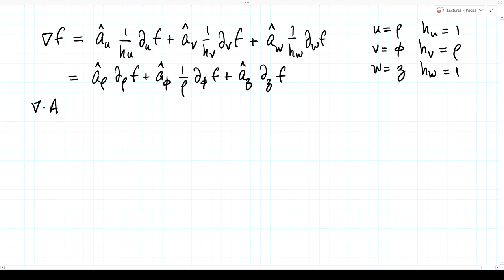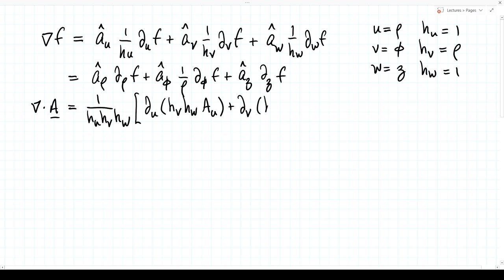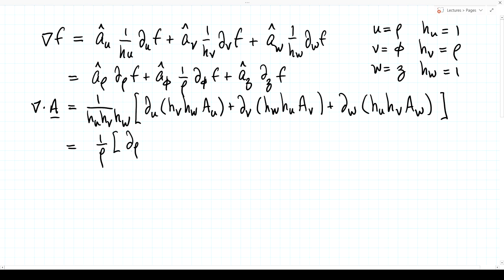For the divergence of a vector, we had 1 over hu hv hw, and then the u derivative of hv hw times the u component of A, plus the v derivative of hw hu times the v component of A, plus the w derivative of hu hv times the w component of A. So in cylindrical coordinates, the product of these scale factors is rho, so that's 1 over rho. And we would have the rho derivative, see, hv hw, that's rho, times A rho.